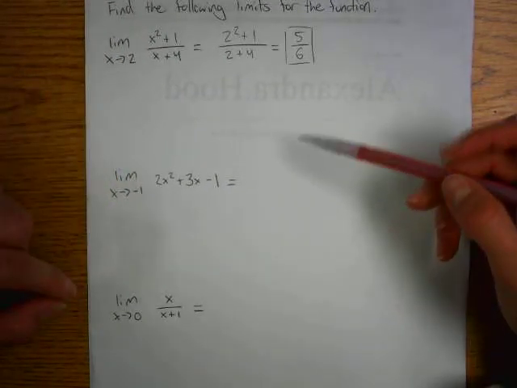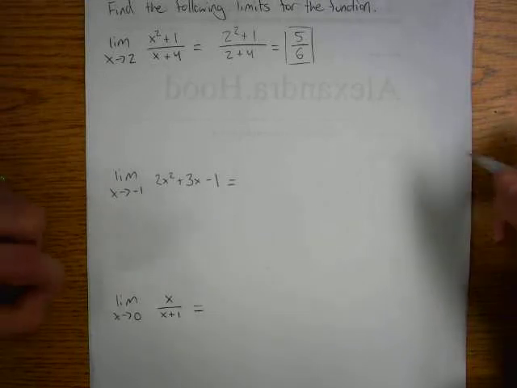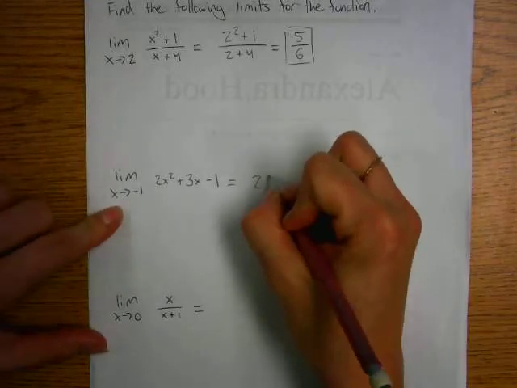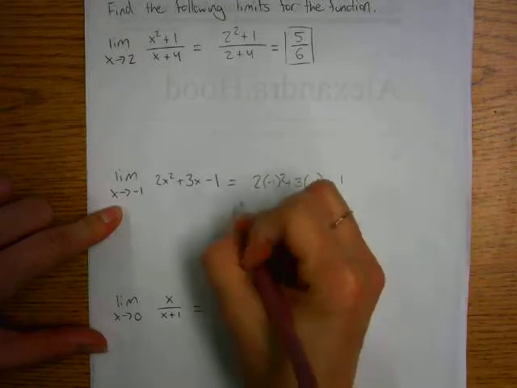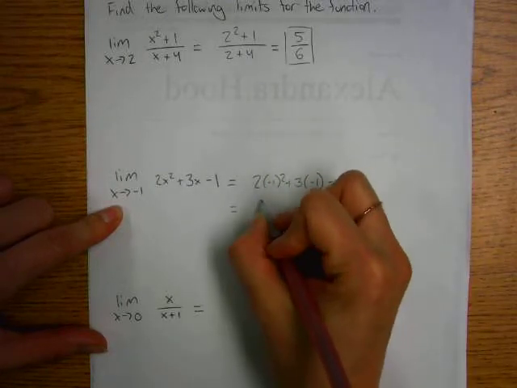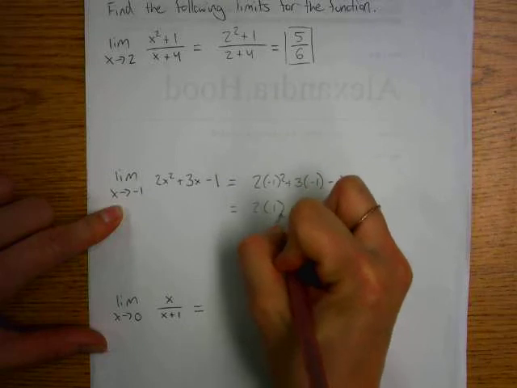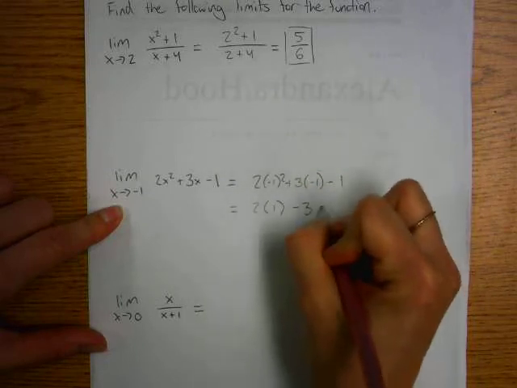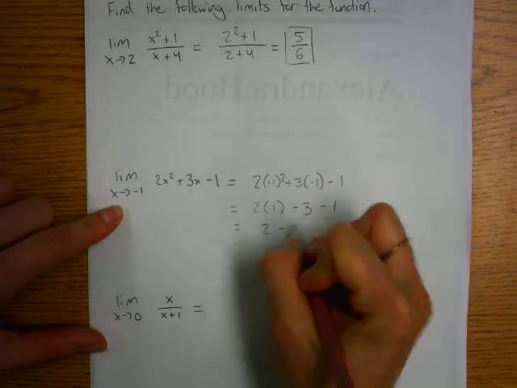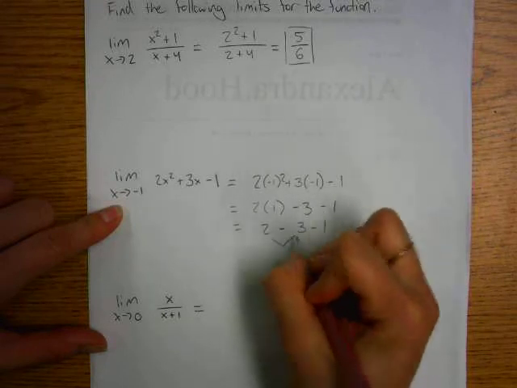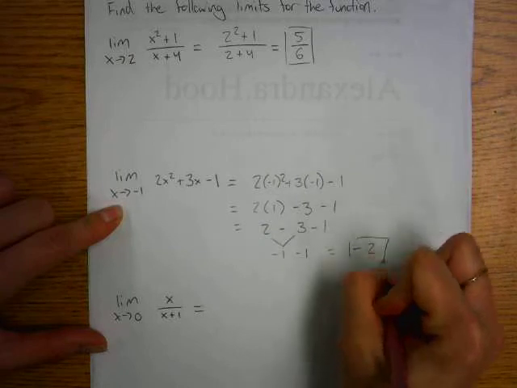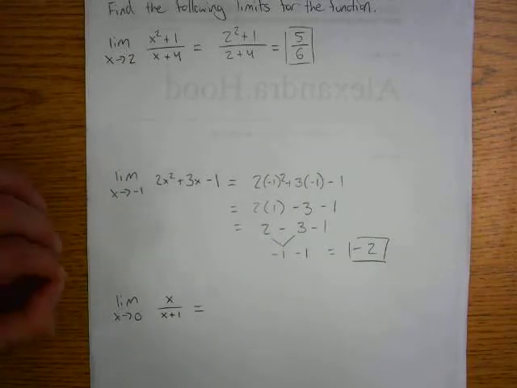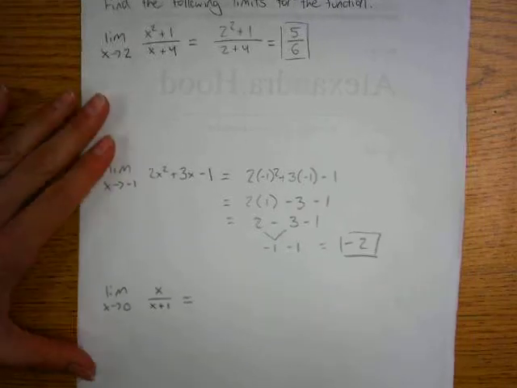Limit of 2x squared plus 3x minus 1 as x approaches -1, so we would just plug in -1. And we have -1 squared would be 1, 2 times 1 minus 3 minus 1 would be 2 minus 3 minus 1, or -1 minus 1, which is -2. So this also exists. That means from the left and the right, this polynomial is approaching -2.